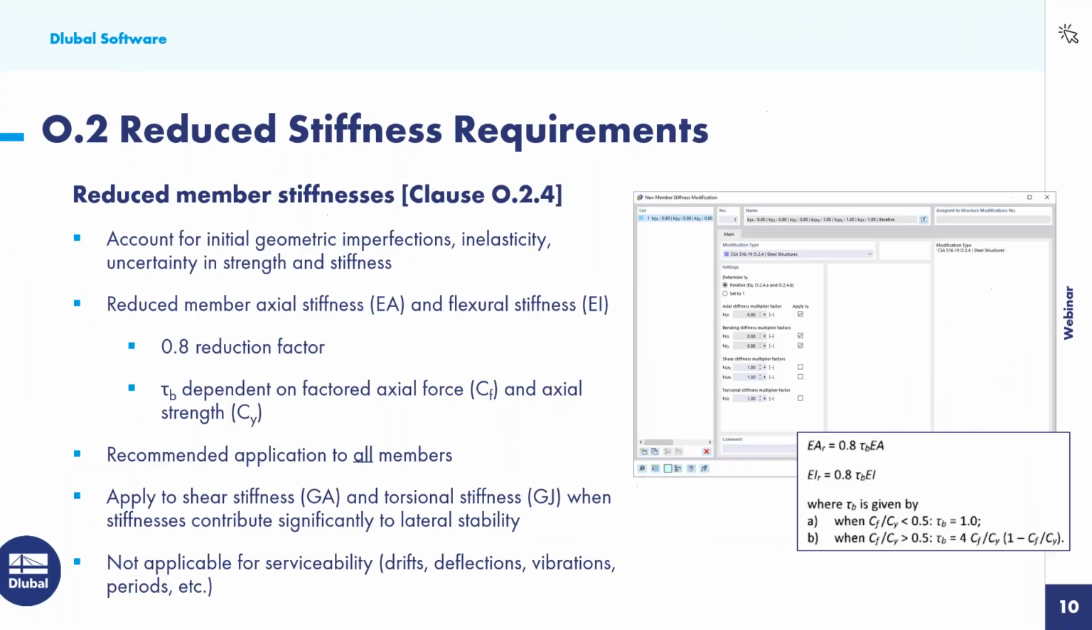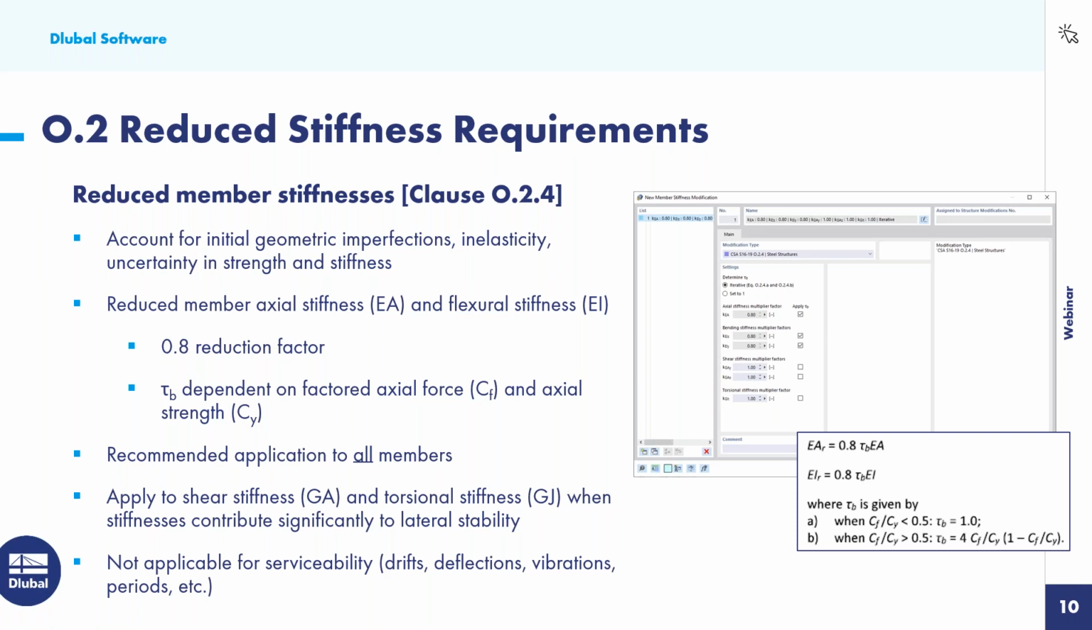Okay, so now that we have applied the notional lateral loads to the structure, let us go back to the PowerPoint here to discuss the final requirement of reduced stiffnesses. So reduced member stiffnesses are addressed in clause 8.2.4. And these are to account for initial geometric imperfections. If you remember, we neglected those with the global geometric imperfections on the previous slide. We also want to account for inelasticity and uncertainty in strength and stiffness.